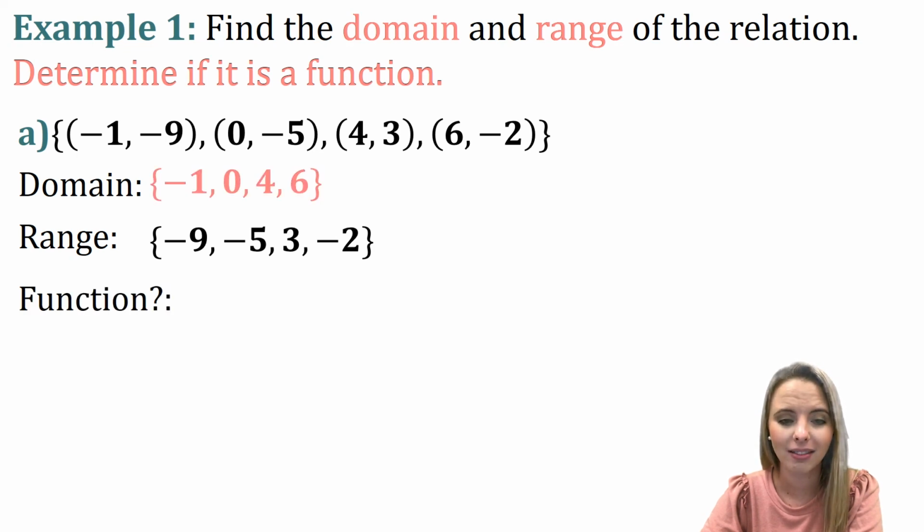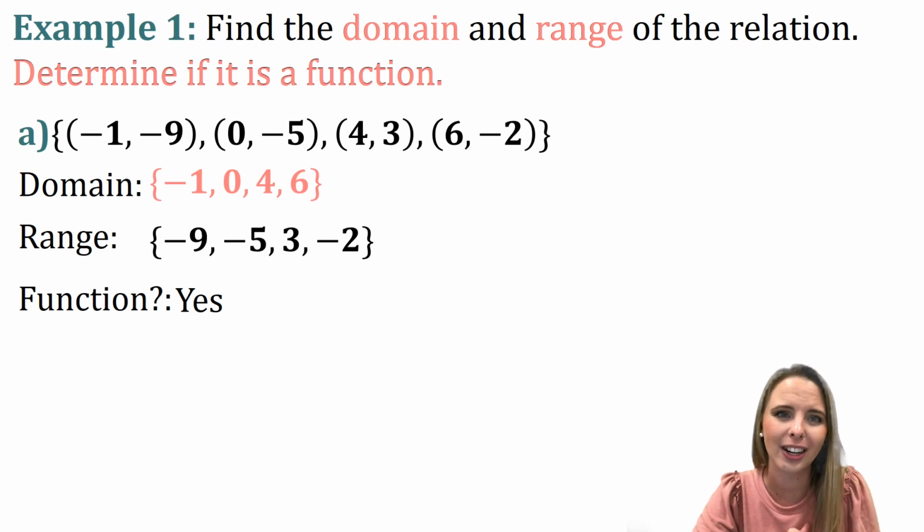We're looking at our domain. Do we see anything repeat? Do we see any numbers listed twice? No, we do not. So yes, this is a function. And remember, when we list our domain and range, that's called set notation, and we're going to list the elements of our domain and range from least to greatest. So keep that in mind.